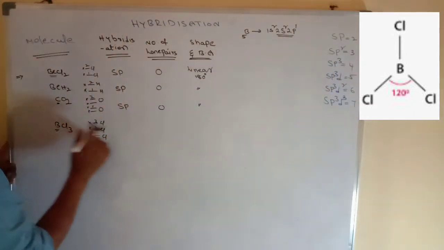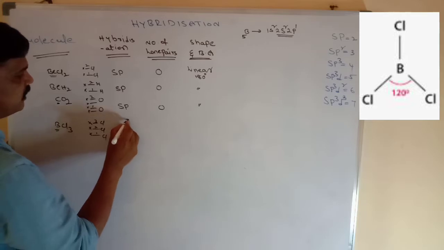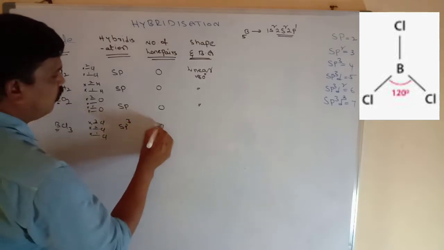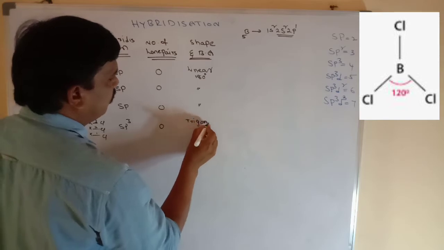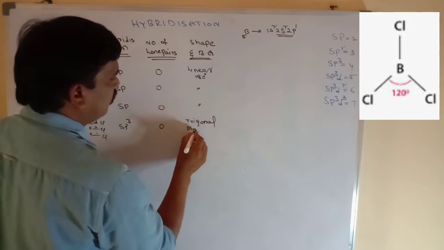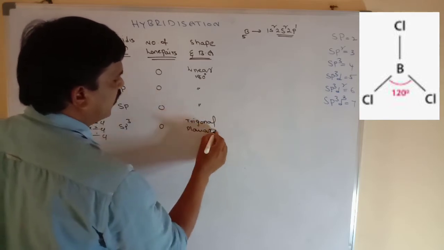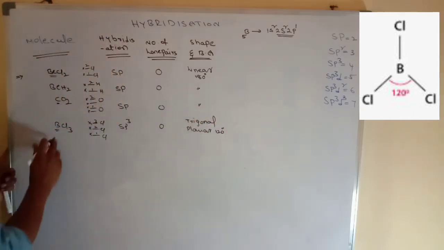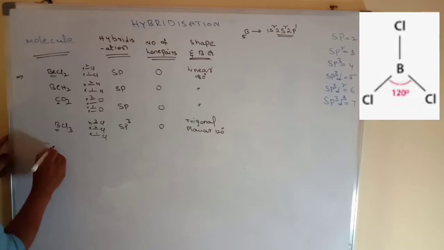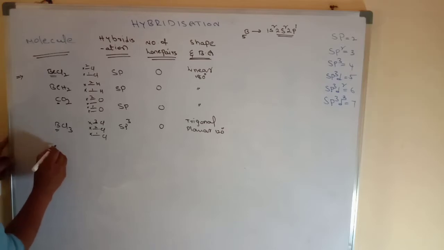So boron trichloride belongs to sp2 hybridization with 0 lone pairs. Its shape is trigonal planar, with a bond angle of 120 degrees. Okay, BCl3.